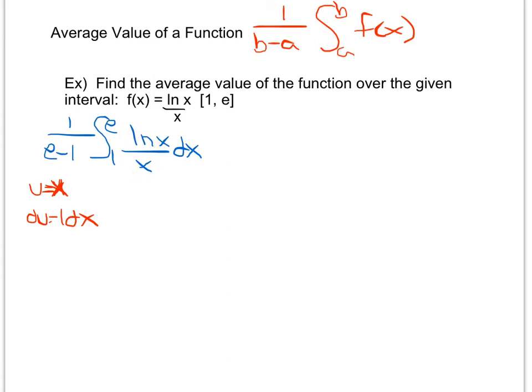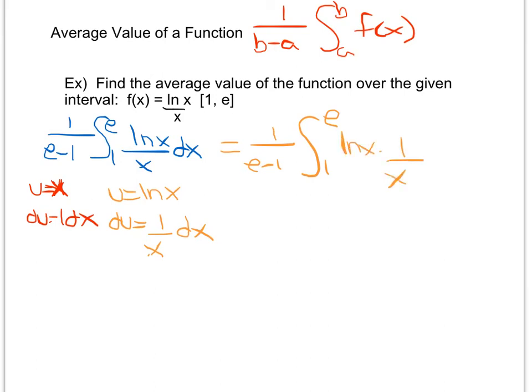So instead of having u be x, what if I let u be the top and be ln of x? Well, then my du would be, remember, the derivative of ln of x is just 1 over x dx. That's really helpful, because isn't this the same thing as 1 over e minus 1 from 1 to e of ln of x times 1 over x dx? And then I have a place to put my u and a place to put my du. Since that worked out so nicely, I'm going to go ahead and do that.